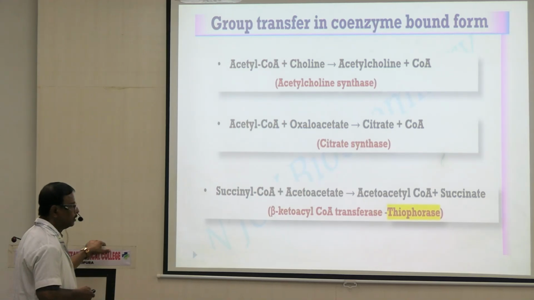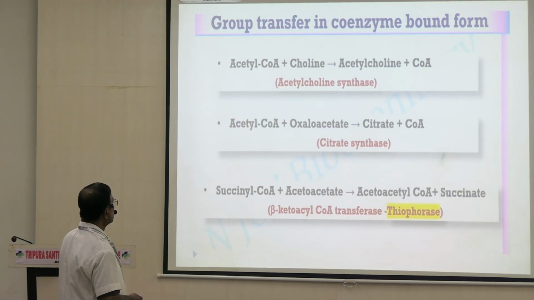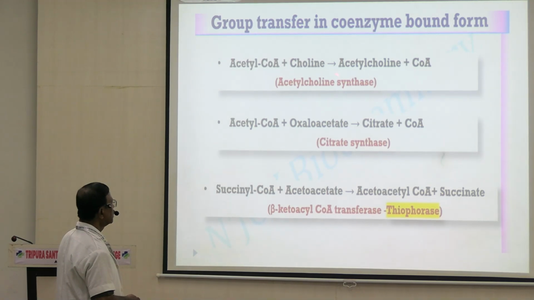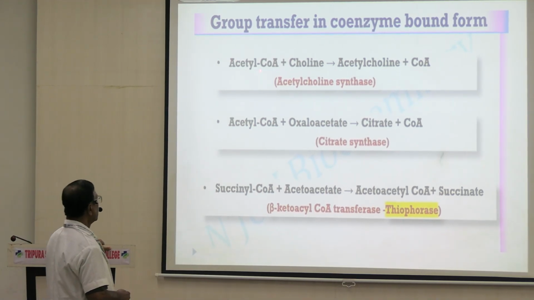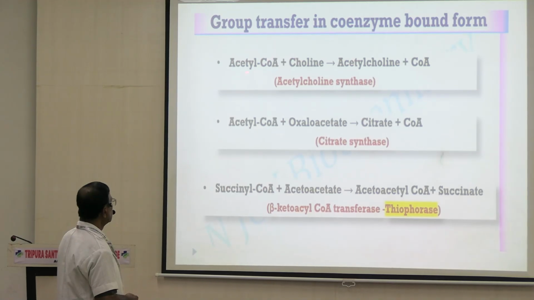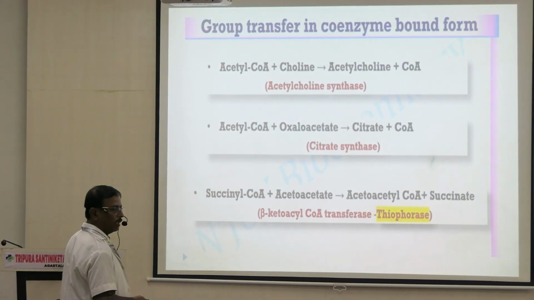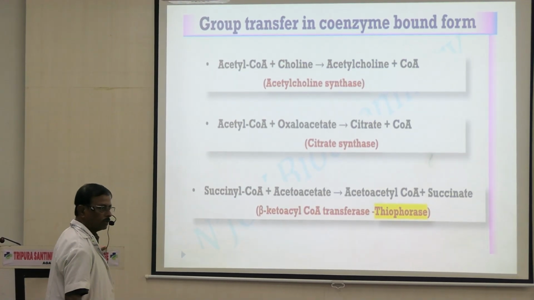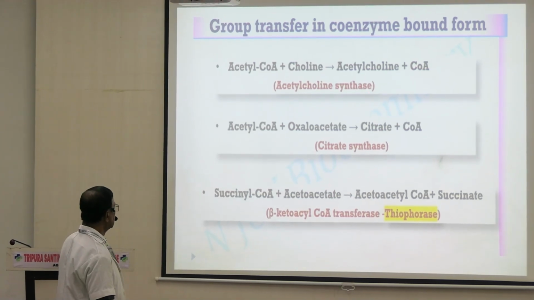Group transfer. Group transfer means, here is choline, we synthesize acetylcholine. Now the acetyl CoA will contribute the acetyl group to the choline, so that acetylcholine is synthesized and coenzyme A will be separated out. So the enzyme is acetylcholine synthase.